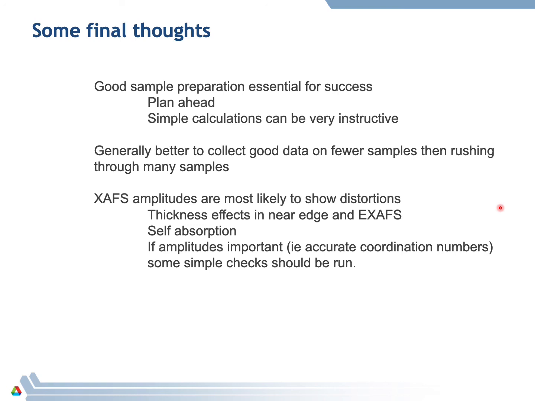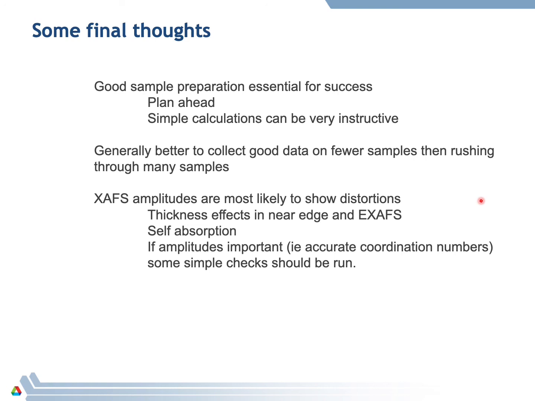You may have to have more than one run then, but at least you'll have good data. And the final thought is that the XAFS amplitudes, I think, that I've shown, are the most sensitive to all these distortion factors. You can usually get the bond lengths fairly well, even on a poorer sample. But if you want to get good XAFS amplitudes, you need to have a good sample.